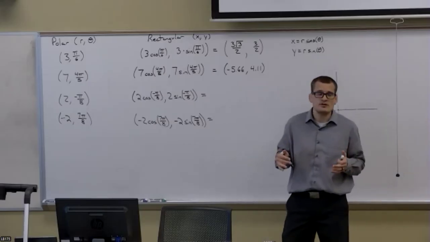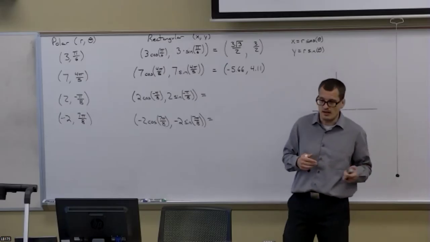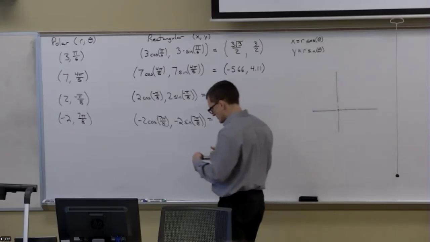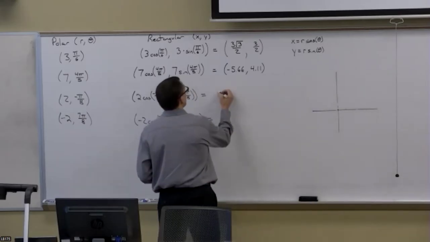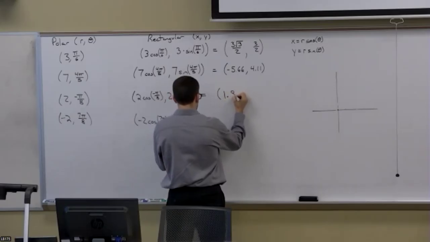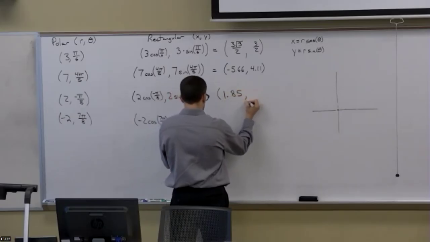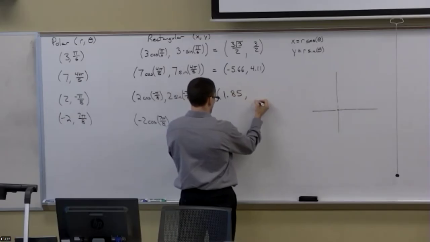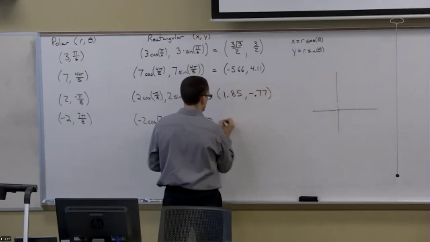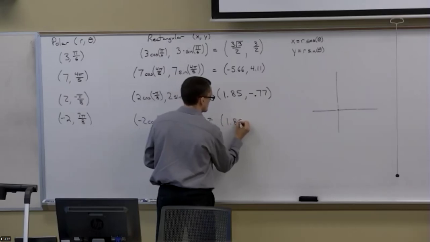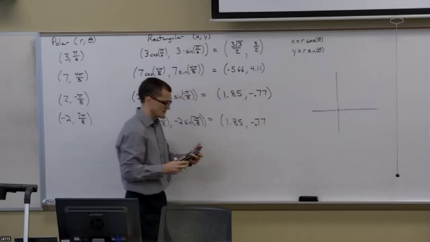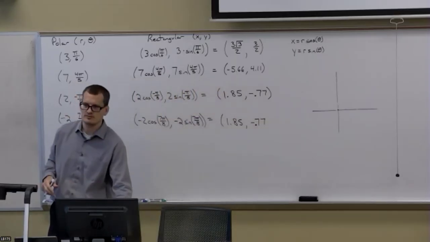Now, hopefully what you notice about this, again, I'm just typing this into my calculator, making sure the calculator's in radian mode, is that you get the same rectangular point. We get 1.85 roughly, comma, negative 0.77 roughly, when I round to 2 decimal places.